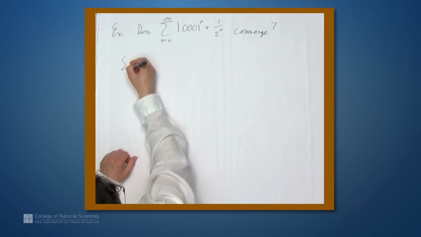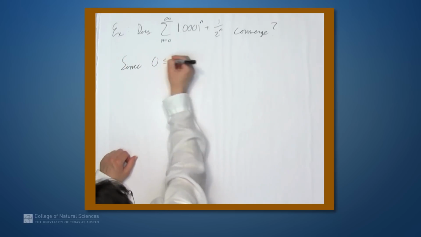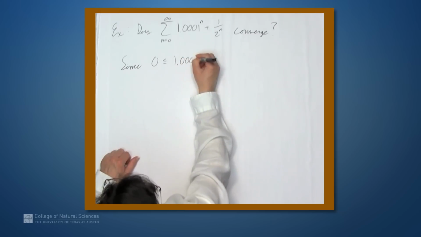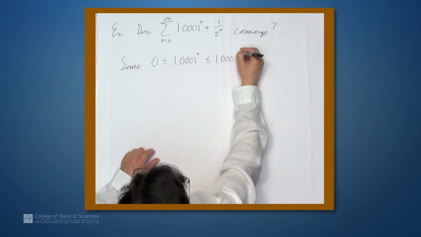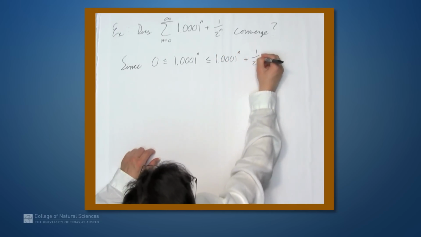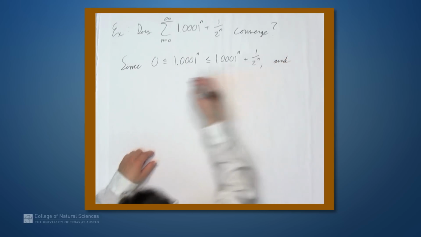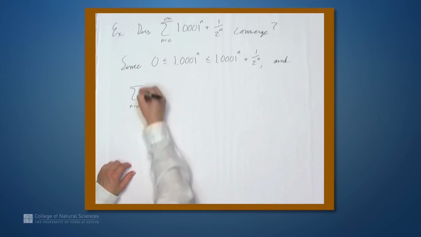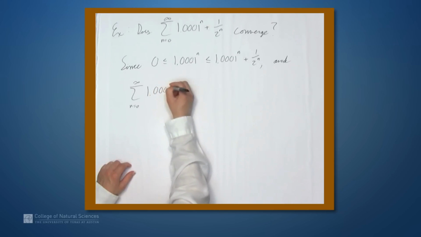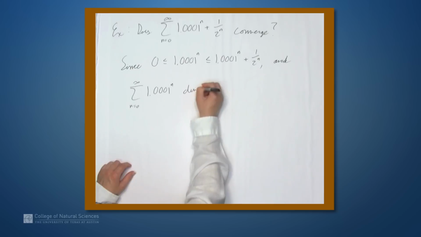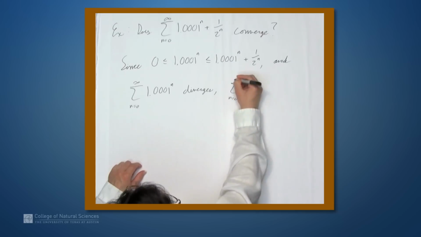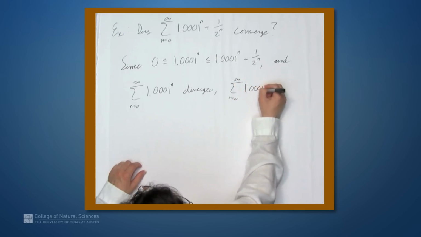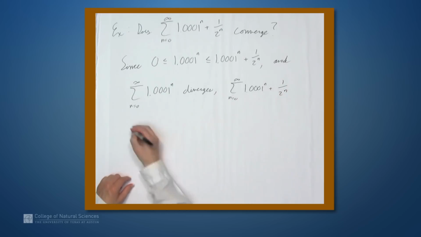So since 0 is less than or equal to 1.0001 to the n, which is less than or equal to 1.0001 to the n plus 1 over 2 to the n, and the series from n equals 0 to infinity of 1.0001 to the n diverges, the series from n equals 0 to infinity of 1.0001 to the n plus 1 over 2 to the n also diverges by the comparison test.